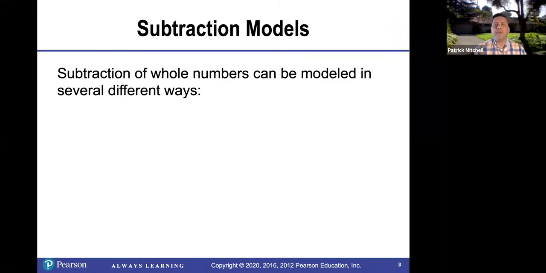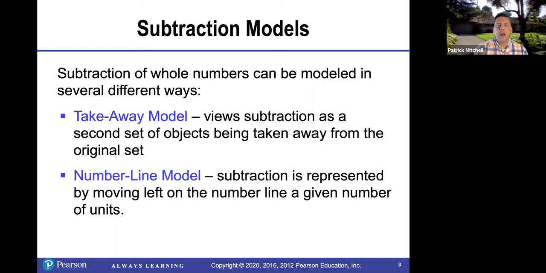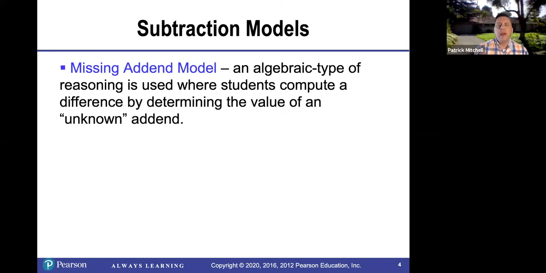Subtraction of whole numbers can be modeled in several different ways. First, we have the takeaway model, which views subtraction as a second set of objects being taken away from the original set. We also have the number line model, where subtraction is represented by moving left on the number line a given number of units. And we have the missing addend model. An algebraic type of reasoning is used where students compute a difference by determining the value of an unknown addend.